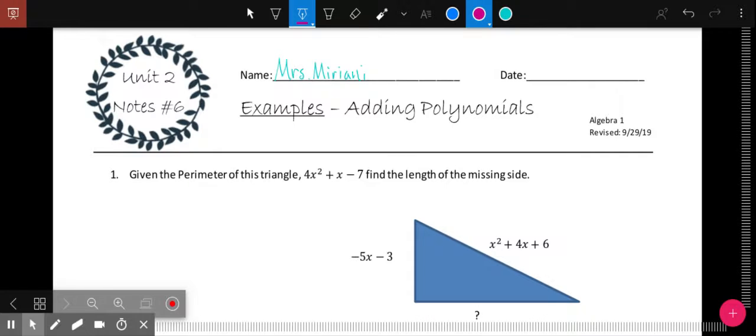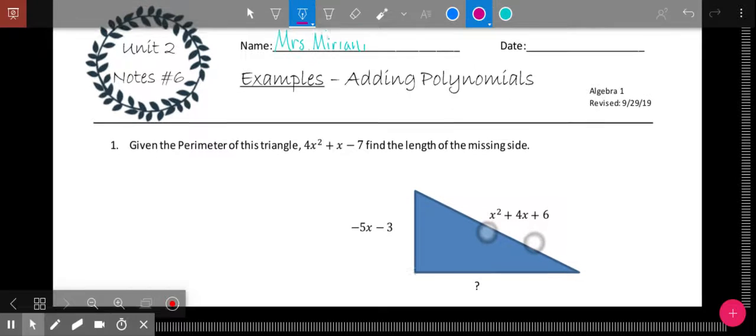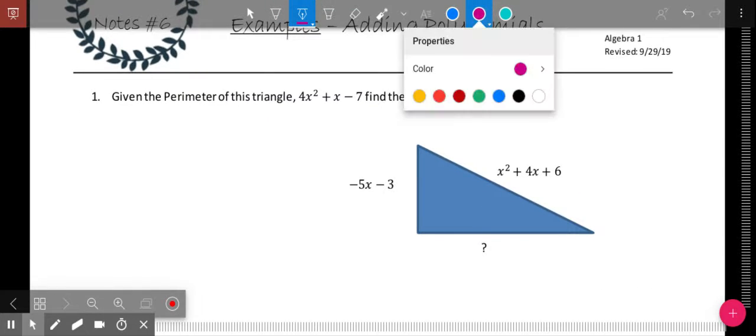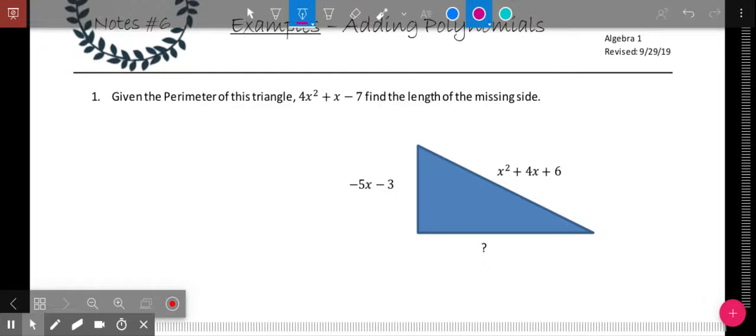So now we're going to look at a few examples going over adding and subtracting polynomials. Looking at number 1, it says given the perimeter of this triangle, 4x squared plus x minus 7, find the length of the missing side. This is one of these problems where we're going to add both of these sides together, and then subtract that from the total, just like we would if we just had numbers for the sides.